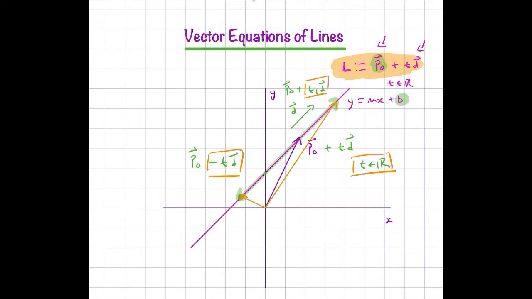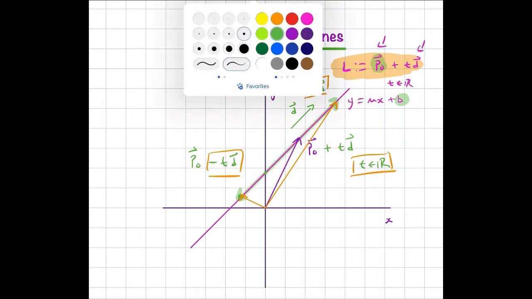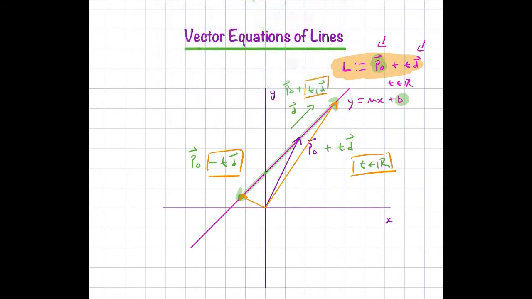the analogousness of the position vector P0 to the y-intercept b. This tells us that there's a point on the line. This tells us a particular point on the line. I know that the point P0, when t is equal to 0, is on the line. Same thing here, when x is equal to 0, the point (0, b) is going to be on the line. So in vector equation world, the position vector is kind of like the y-intercept, playing the same role.